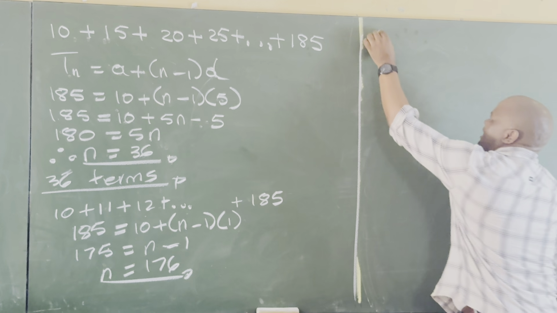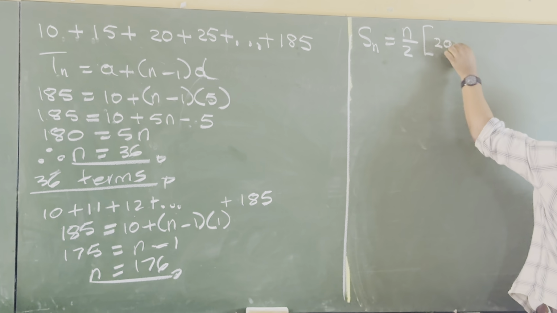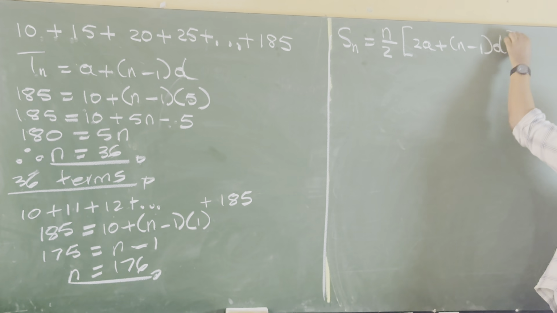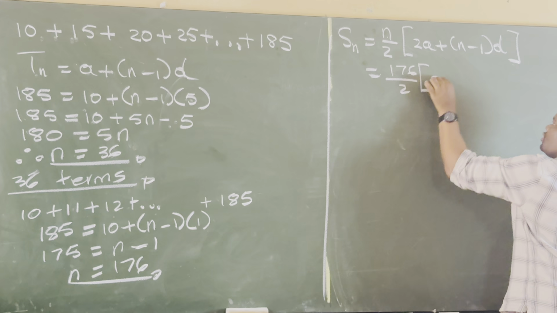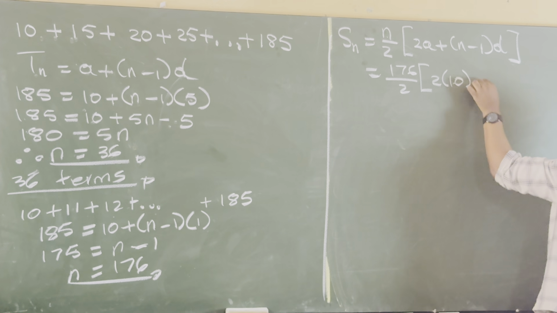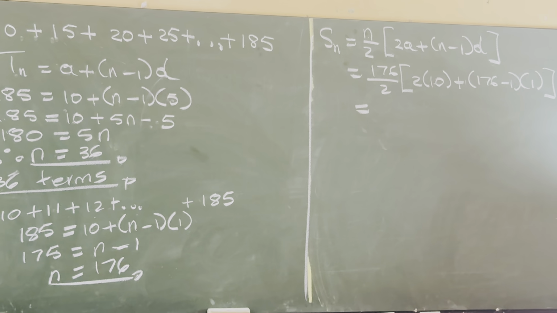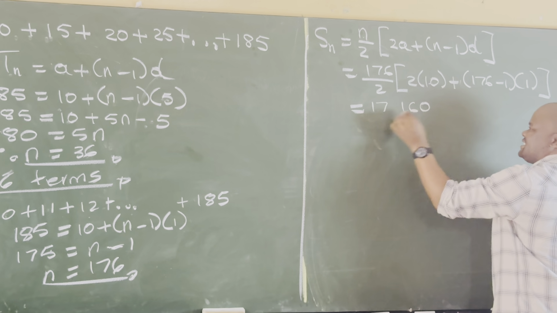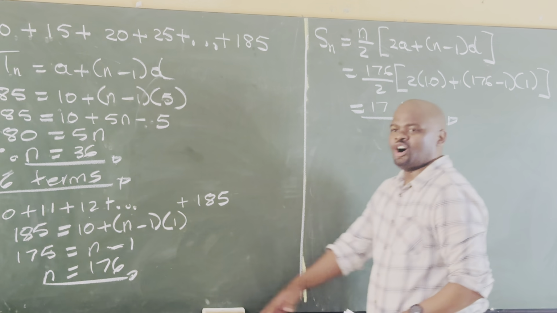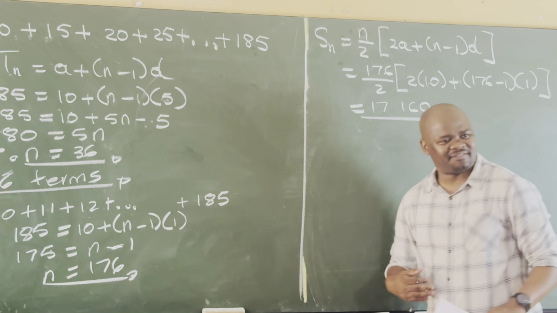So let's go ahead and calculate the sum. Since it's arithmetic, we are going to use this formula or the one that uses the last term. So this is 176 over 2 times 2, the value of A, 10, plus the value of n, 176 minus 1, the value of d is 1. Then you compute this for me. What are you getting? 17,160. So this is the sum of all the numbers from 10 to 185, irrespective of whether they are divisible or not divisible by 5.